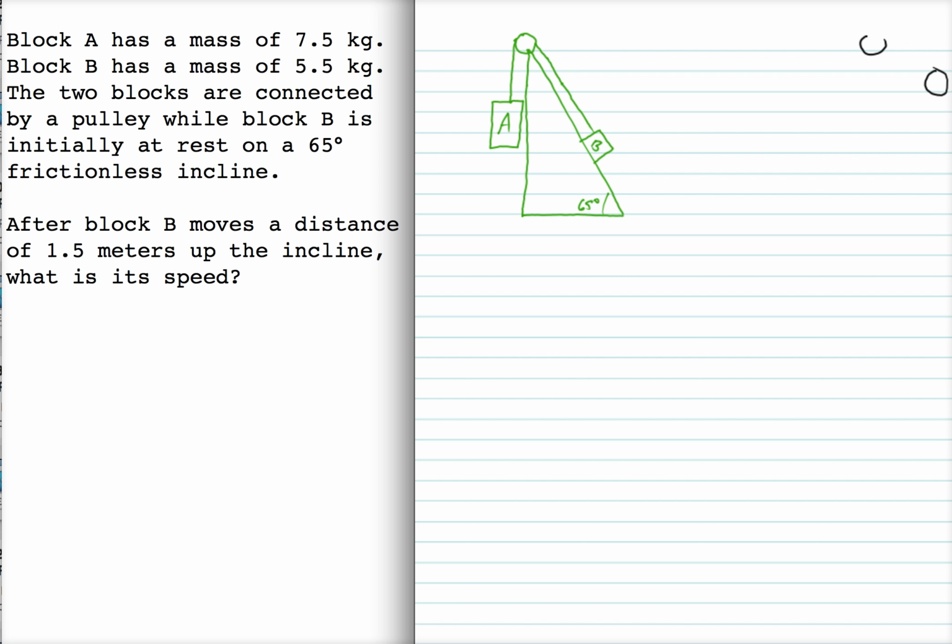Alright, so I'm going to start off by developing this diagram into a free body diagram. Looking at the forces on mass A, I've got gravity, which points down, and I've got a tension force that points up.